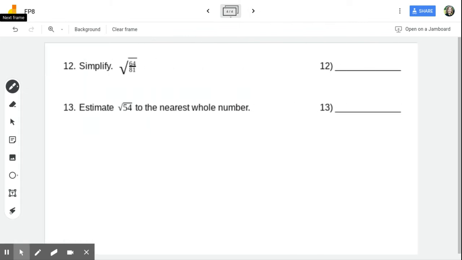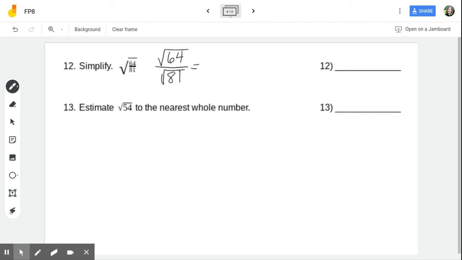Let's finish up here. We're going to simplify these two radicals. So remember, this symbol is the radical sign. And what we can do here with this radical is we can change this to the square root of 64 over the square root of 81. That's equivalent, and that's okay. Sometimes it's easier to look at it like this.